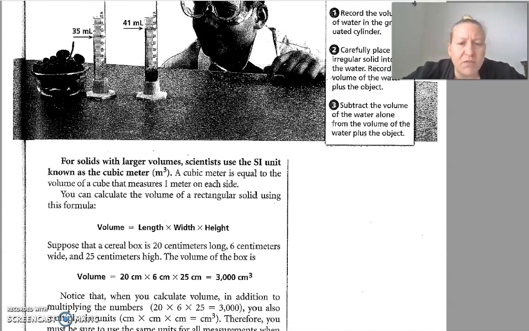For solids with larger volumes, scientists use the SI unit known as the cubic meter. A cubic meter is also equal to the volume of a cube that measures 1 meter on each side. You can calculate the volume of a rectangular solid using this formula. Volume equals length times width times height. Suppose the cereal box is 20 centimeters long, 6 centimeters wide, and 25 centimeters high. The volume of the box is 20 centimeters times 6 centimeters times 25 centimeters, which equals 3,000 centimeters cubed.